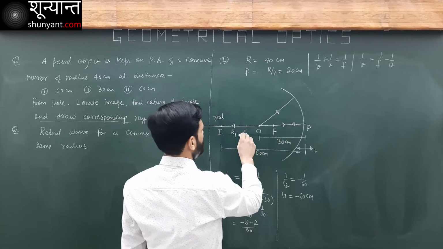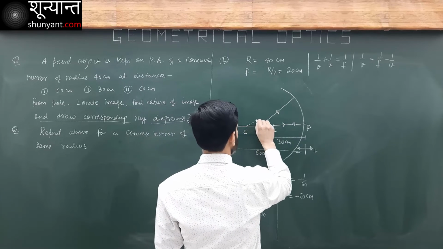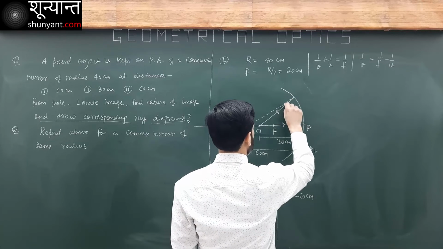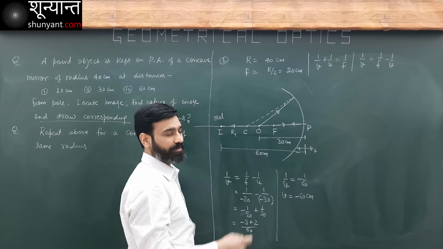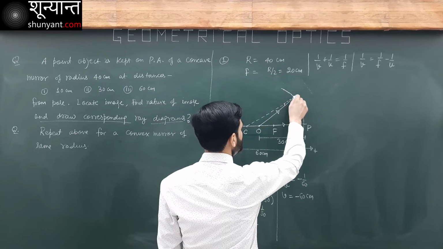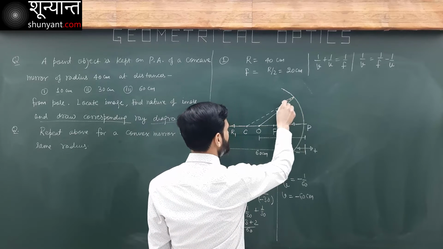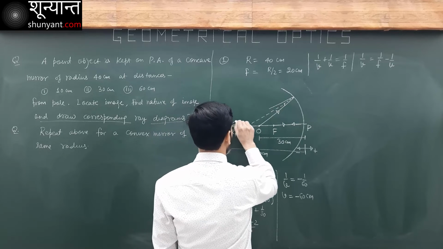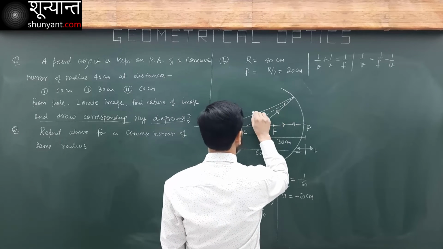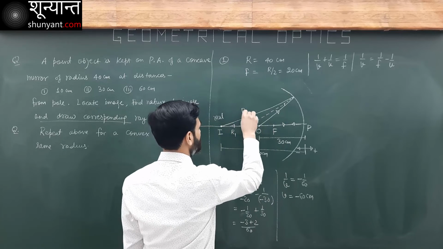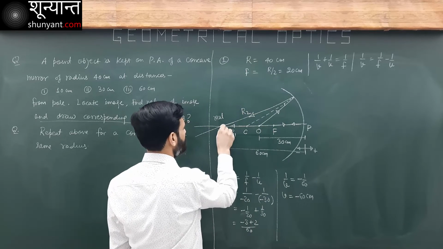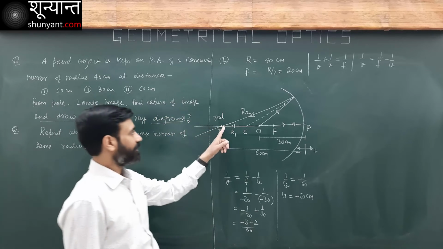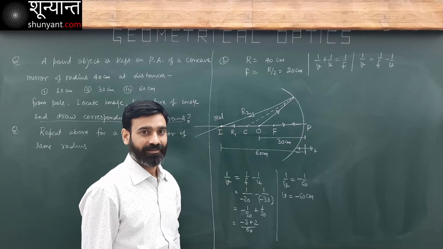At this point, what is angle of incidence? This is the angle of incidence. Light will be reflected. Angle of reflection will be same. This becomes angle of reflection. This will be the second reflected ray. Both are actually meeting here, and that's how my image becomes real.